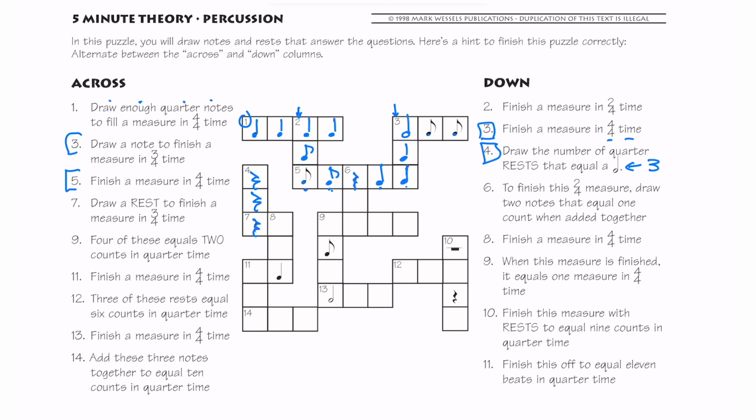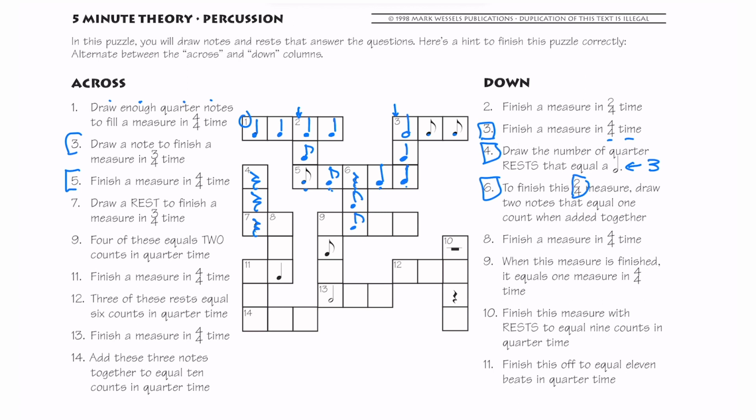Let's go ahead and do 6 down since it's right here. To finish this 2/4 measure, draw 2 notes that equal 1 count when added together. That's a lot of verbiage here. So finishing a measure in 2/4, I'm drawing 2 notes that equal 1 count. If I have 2 notes that equal 1 count, what kind of notes would they be? Well, I'm basically dividing 1 count into 2 parts, and so I know that my notes would be eighth notes. All right, does that make sense? So I'm in 2/4 time, and number 6, here's count 1, 2, and. So that's how that works. I should erase those dots because a dot means something different.